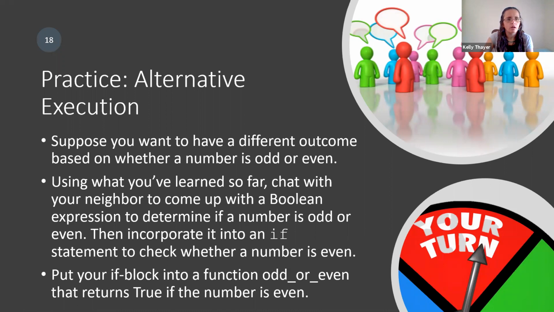So then, here is some alternative execution. Suppose you want to have a different outcome based on whether a number is odd or even. Using what you've learned so far, chat with your neighbor to come up with a Boolean expression to determine if a number is odd or even, then incorporate it into an if statement to check whether a number is even. Put your if block into a function odd or even that returns true if the number is even.